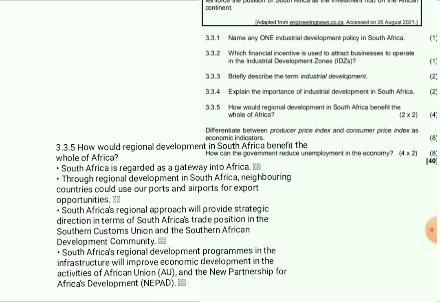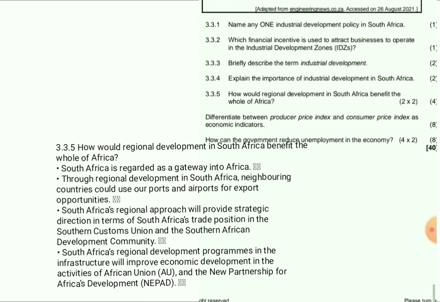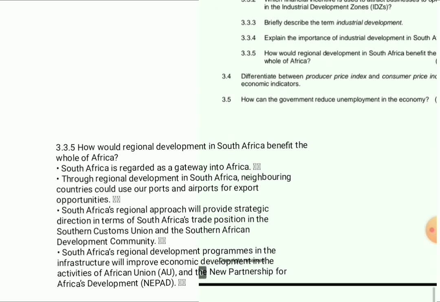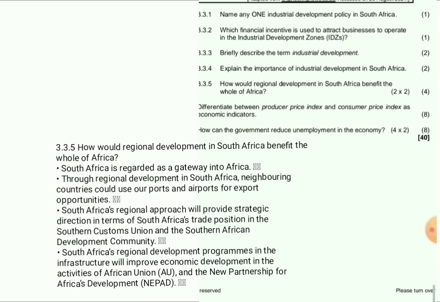And through regional development in South Africa, neighboring countries could use our ports and airports for export opportunities. Other countries will benefit also. So now we are going to the one that has a lot of marks.